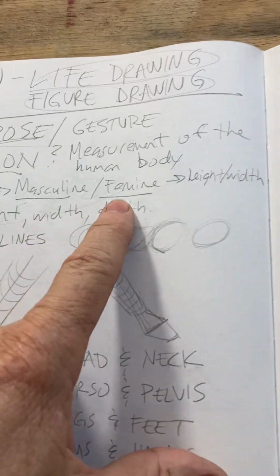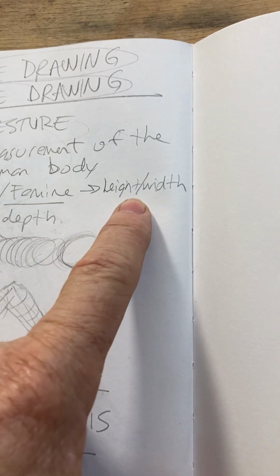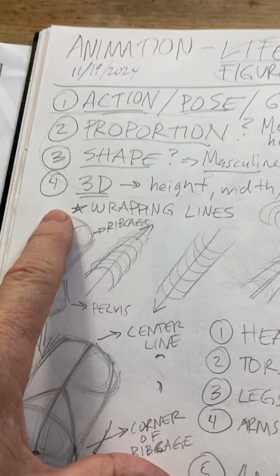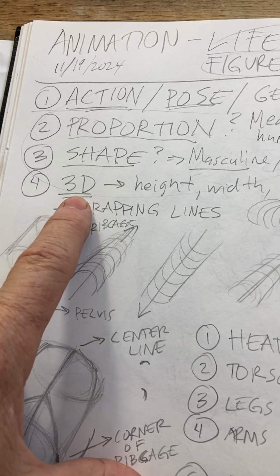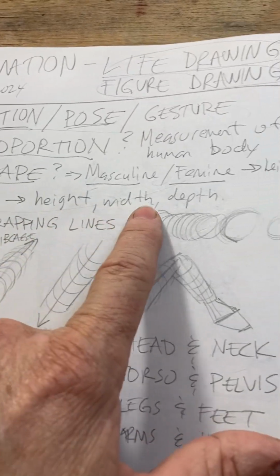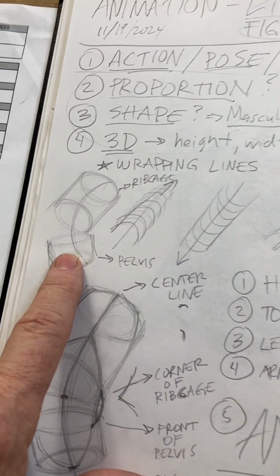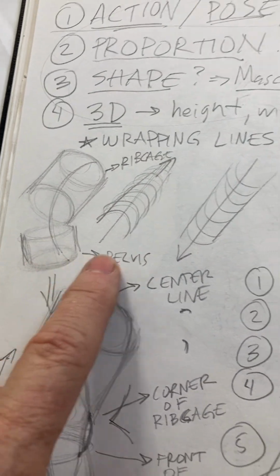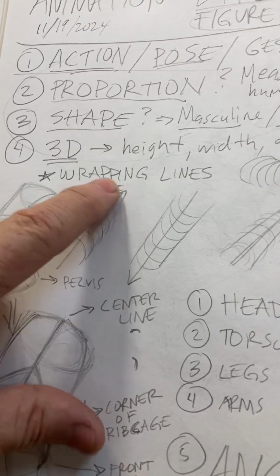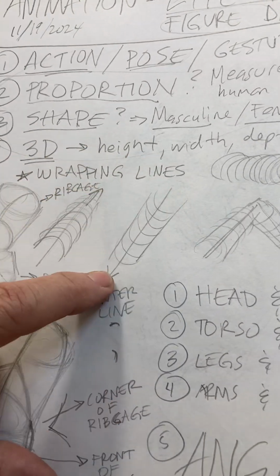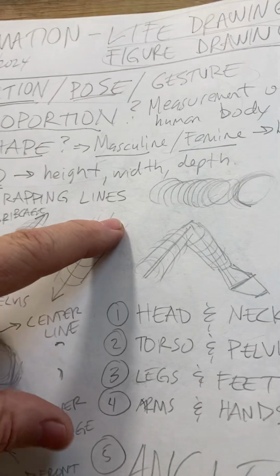Is it masculine, is it feminine? The height and width of things. We're trying to give it some 3D essence, of height, width, and depth. I talk about wrapping lines. I talk about the rib cage and the pelvis and the cylinder going away in this direction, that direction.